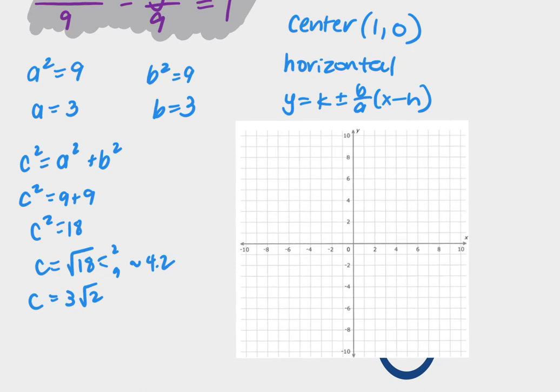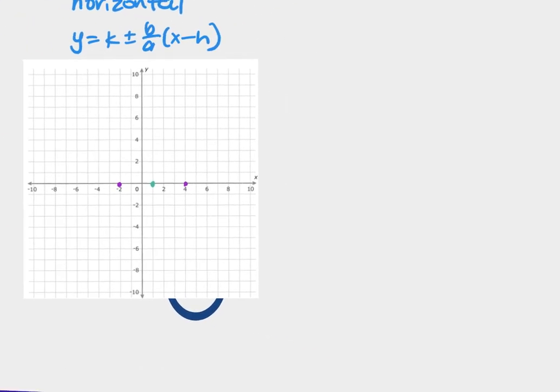All right, so I start at my center, which is 1, 0. I'm going to go up and down 3 and right and left 3. If it was horizontal, I would normally lead with the A, but again, they're both the same. So right 1, 2, 3, left 1, 2, 3, and those are your vertices: negative 2, 0, and 4, 0. It's what you would get by adding and subtracting 3 to the x.